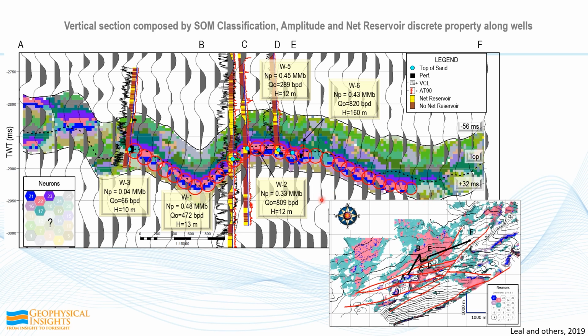Here on the right, we see a map distribution of these 4 neurons. In this case, neuron 23, which is in the top of the sequence, has also been turned off in this map view. So we can see our neuron 22, which is considered one of the better neurons, has a limited distribution. Neuron 17 would appear to have a somewhat wider distribution, but potentially not as good of reservoir rock.